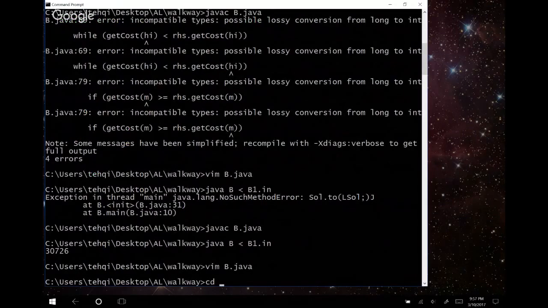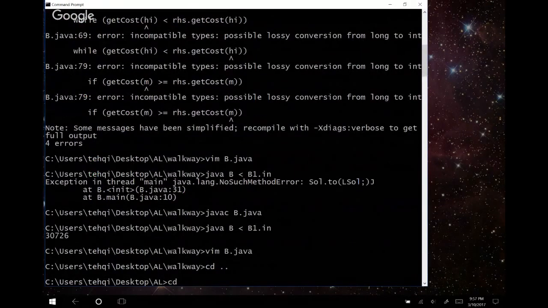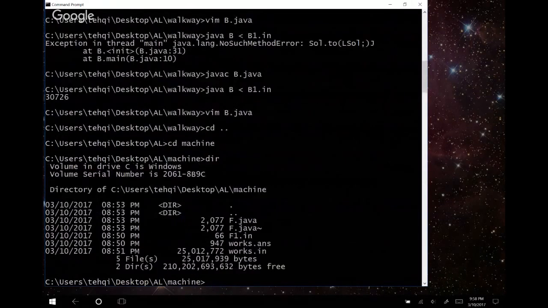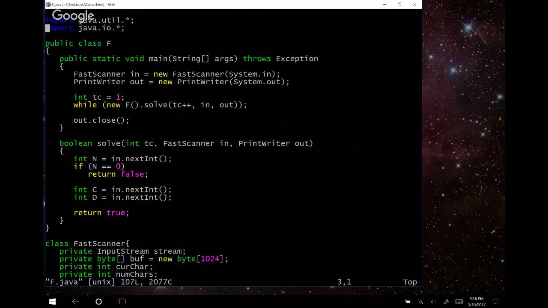Oh, wrong code. So, machine works. Take a look at this.